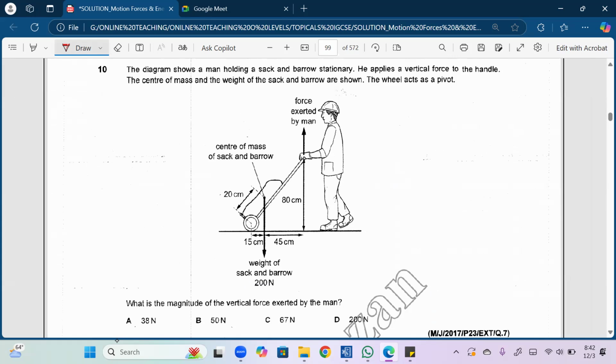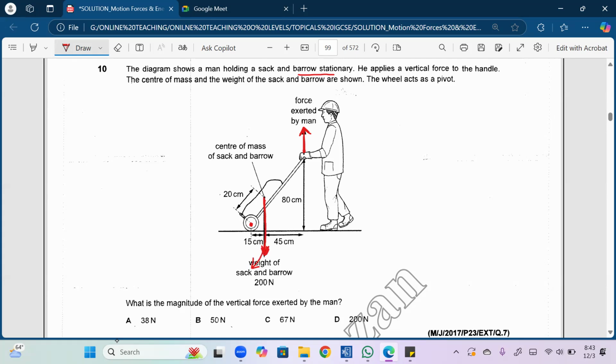The diagram shows a man holding a sack and a barrow stationary. Barrow means wheelbarrow. He applies a vertical force to the handle. This is the vertical force which is applied to the handle. The center of mass of the weight of the sack and the barrow are shown. This is the point where the whole weight of the body is acting vertically downwards. The wheels act as a pivot. This is actually a pivot point. What is the magnitude of the vertical force exerted?